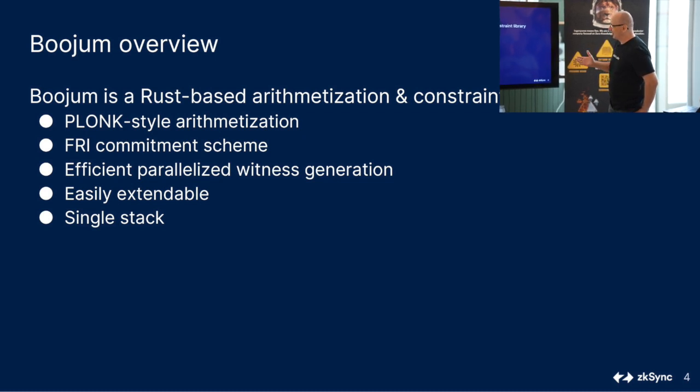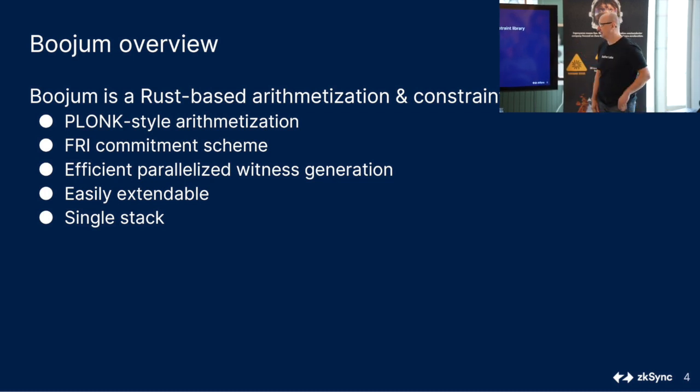Boojum is a general name that means multiple things, and one is the name of our Rust-based library. This is the CPU implementation, you could say. It implements the basic types and all the components needed to define circuits and also do things like witness generation, proving, and verification. So this single library could be used to perform proving on the CPU.